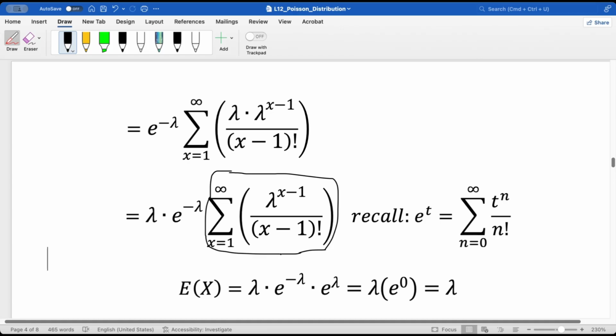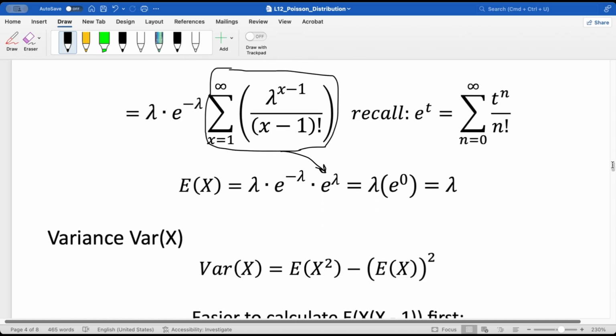So this part here is e to the lambda. So we have lambda pulled out in front, e to the minus lambda pulled out in front, and then this series is of the form of the e power series. That is e to the lambda. So this product is e to the 0, which is 1, and we're left with lambda. So the mean or expected value of the Poisson distribution is lambda.